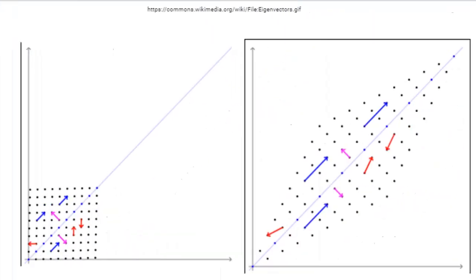So if you consider these two figures, before the transformation and after the transformation, then the blue vectors' direction is not at all changing, and also for the purple vectors the direction is not changing, but for these three red vectors, their direction is changing. So the red vectors are not eigenvectors, whereas the blue vectors form the eigenvectors.